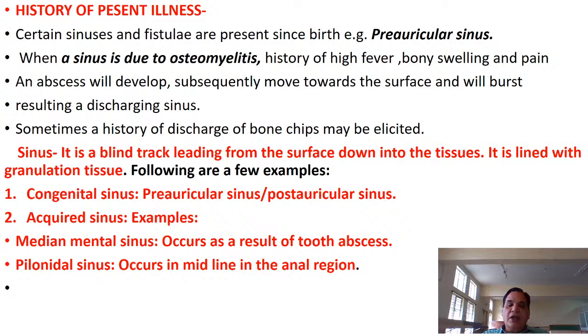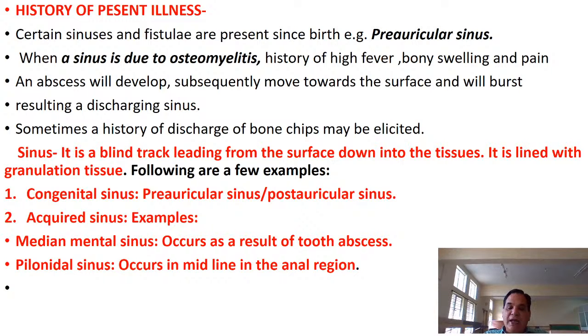The examples are, if it is congenital, pre or post auricular sinus. Most of the sinuses which we deal are acquired. That means over a period. Commonest among them, which you get in children, it is a medial mental sinus. That means occurs in the midline or just by the side. And the cause is tooth abscess. The very common form of sinus which we come across is a pilonidal sinus. Situation. Because we are all diagnosing these sinuses depending on their situation.